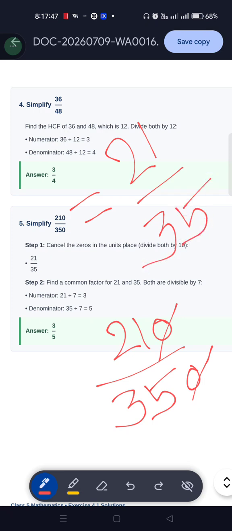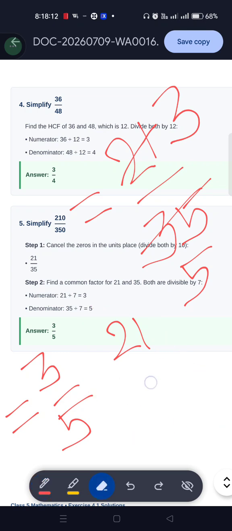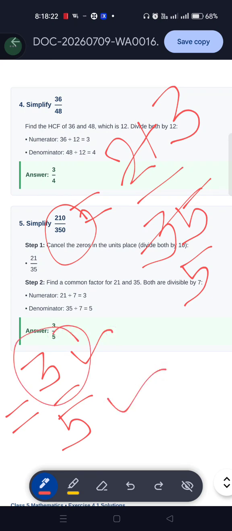For 21 upon 35 we can easily analyze that these two numbers are coming in the table of 7. So we can cut it by 7. 7 threes are 21 and 7 fives are 35. So we are getting 3 upon 5. So 3 upon 5 will be our simplest form here. So the simplest form of 210 upon 350 will be 3 upon 5. Here 3 is your numerator and 5 is your denominator.